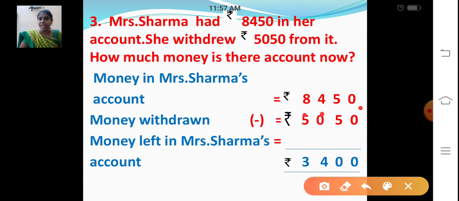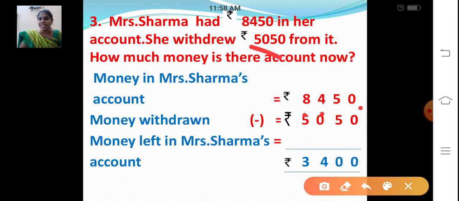Money in Mrs. Sharma's account, 8,450. Then what is the next step? Money withdrawn. How much money has she withdrawn from the bank? Write down how much money. 5,050 she has taken, right? So you write money withdrawn, 5,050. That also you write down. Then what is the last step? Money left in Mrs. Sharma's account.